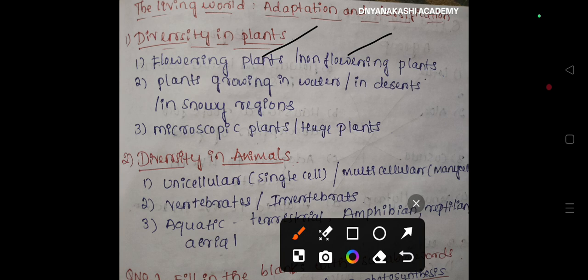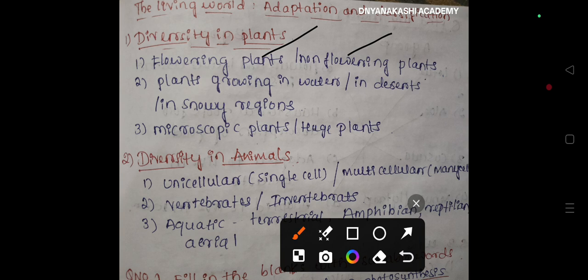Diversity of plants has three types here. One is flowering and non-flowering. Some plants give flowers. Those we call flowering plants. Some plants do not give flowers. Those plants we call non-flowering plants.